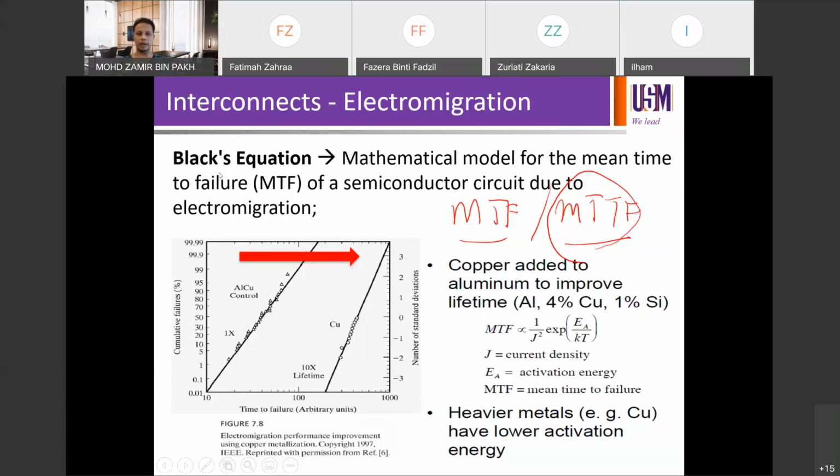The Black equation is given by MTTF proportional to 1 over J squared, times exponential of activation energy, where J is your current density, EA is your activation energy, over Boltzmann constant times the temperature at which your interconnects operate in the device. MTF or MTTF is the mean time to failure. The reason for the longer lifetime of copper is due to it being a heavier metal, and it has a lower activation energy as well, which prolongs the MTTF of your interconnects.